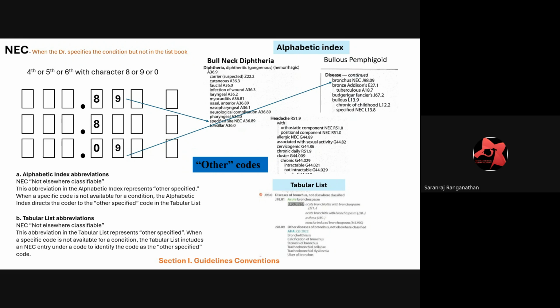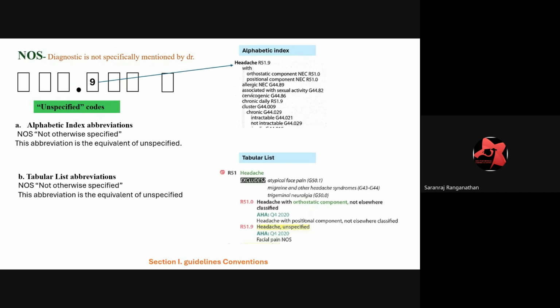In the index, I will go directly to the other specified code. But when I see the same code in the tabular list, I will have the description for those conditions also. So bull neck diphtheria is not available in the index, but if I see the tabular list, I will be able to see bull neck diphtheria under the NEC condition. Then coming to NOS, always NOS is going to end with the 9. So NEC ends with 0, 8 and 89; here it is going to end with the 9.